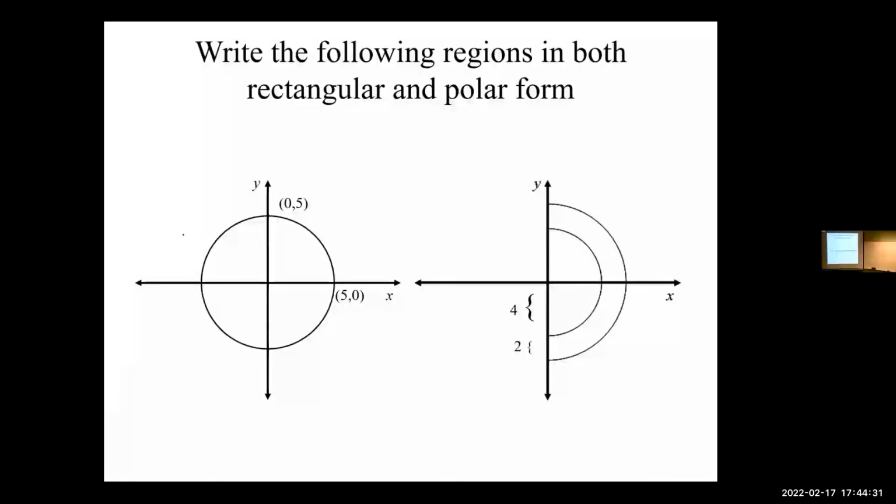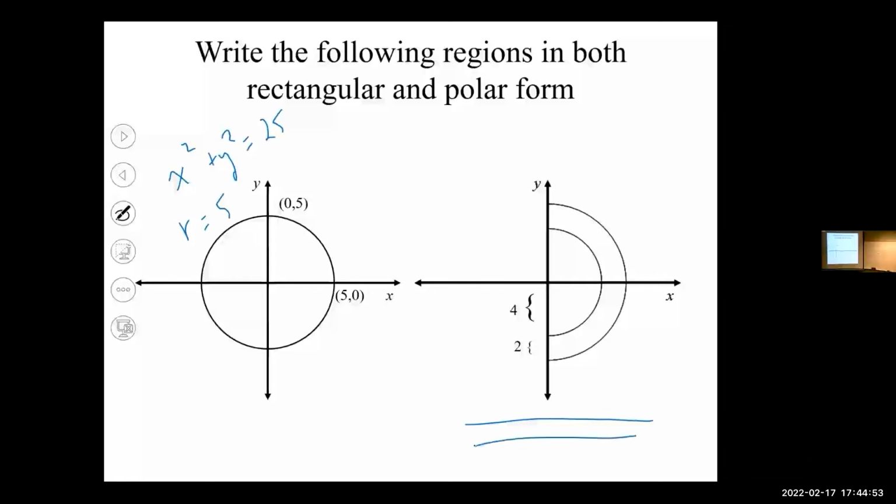All right, so these are plots that are easier to do in polar than rectangular. Now, a circle isn't too bad. This could be x squared plus y squared equals 25, but in polar, it's r equals 5. When it really gets tricky is over here on this side.